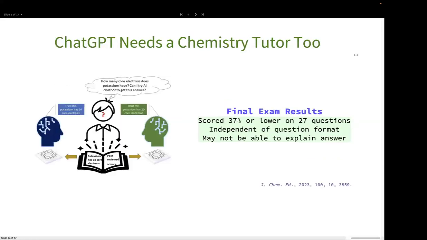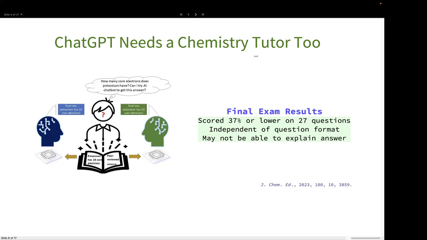The other thing is that ChatGPT, just like human beings, needs a chemistry tutor too. In this particular study, they used final exam results and fed final exam questions to the bot in a variety of different ways. What they saw was that it scored 37% or lower on 27 questions. The format of the question, whether free response or multiple choice, didn't matter. What was particularly frustrating is that even if the bot got the answer correct, it may not be able to explain why it got it correct. You could see where that would immediately cause problems if you're trying to use this technology as a tutor.